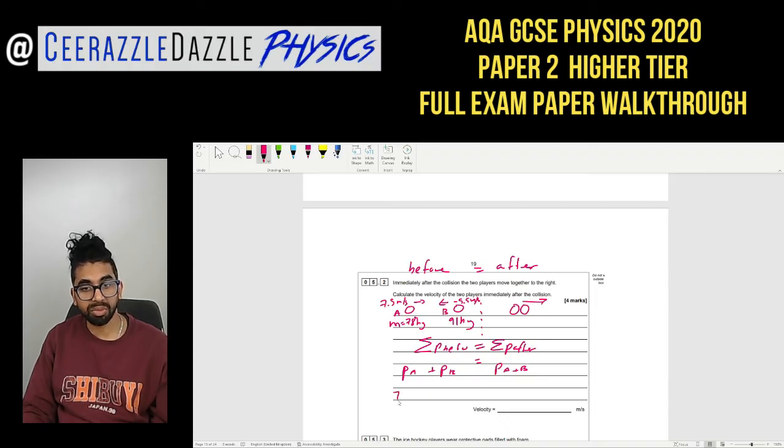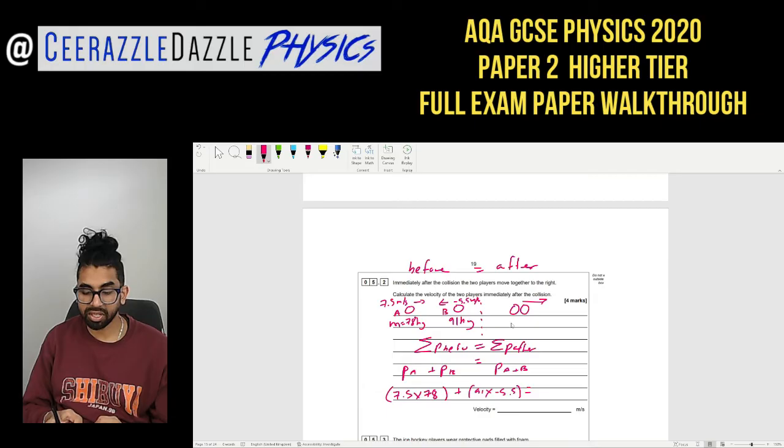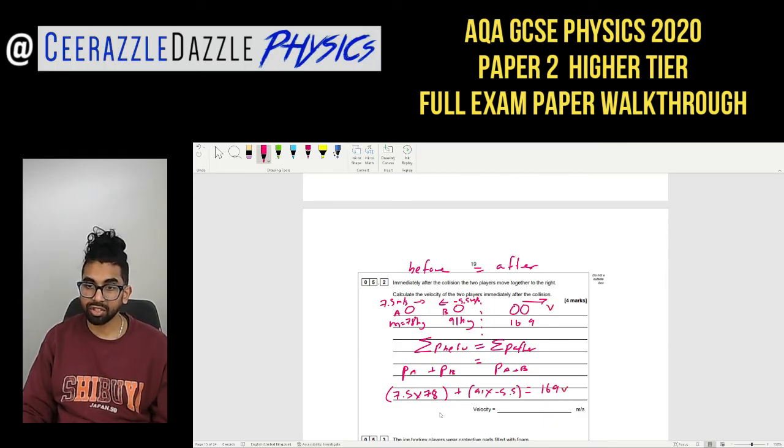Momentum of A, it's going to be 7.5. Don't forget, it's the mass times by the velocity. So 7.5 times by 78. Then I'm going to add the other one, 91 times by minus 5.5. That will be equal to this one. So don't forget, they combine mass together. So 91 plus 78, it's going to be 169 kilograms. So the total mass of this one is 169 over here. And the velocity, that's what you're trying to find out, times by v. Right, and then you're just going to solve it over here.